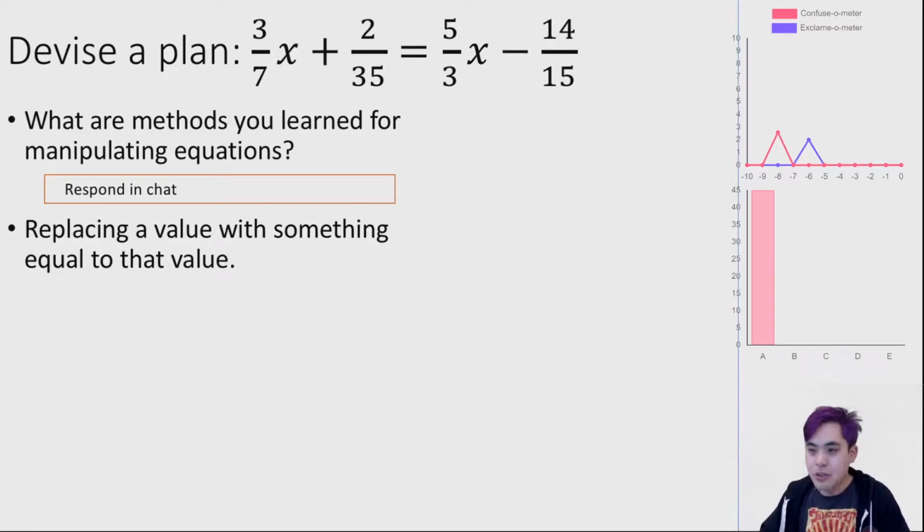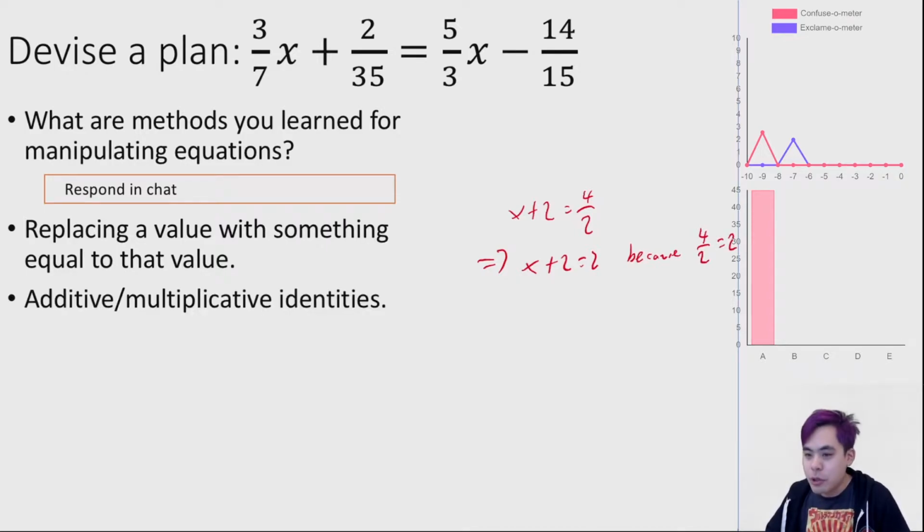Some of these include things like replacing a value with something equal to that value. An easy example: if you had some equation x plus 2 is equal to 4 over 2, that is the same as saying x plus 2 is equal to 2, because 4 over 2 is equal to 2. So you can replace something with something that's equal in value.